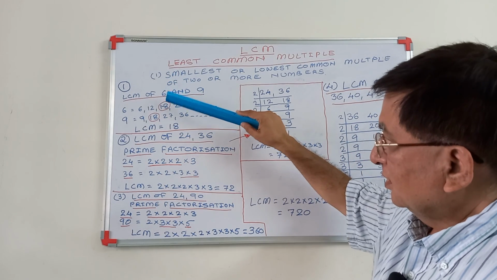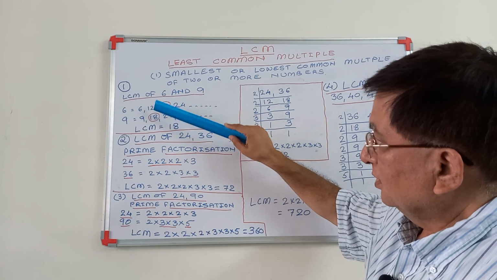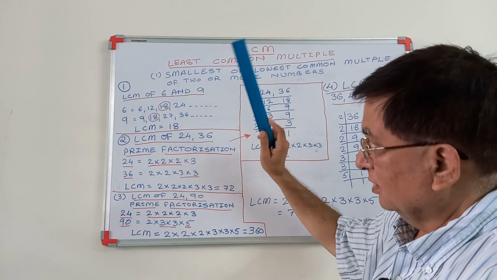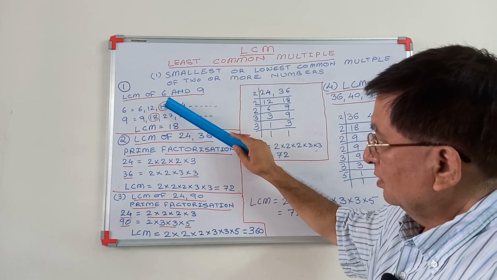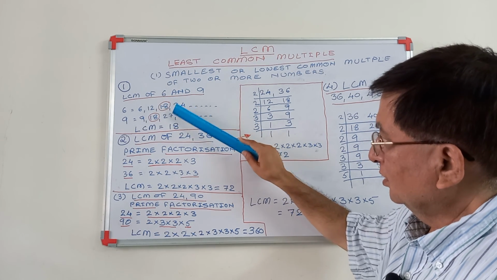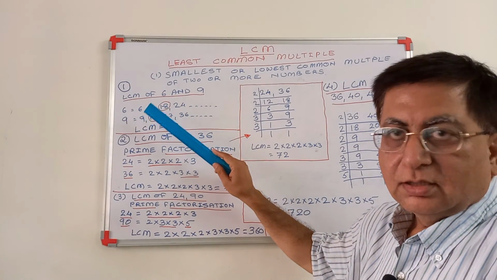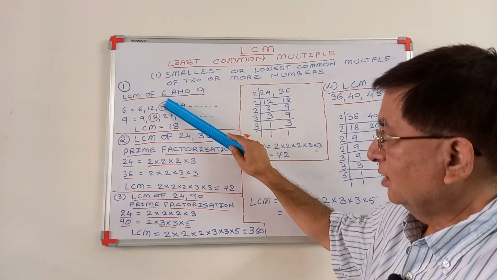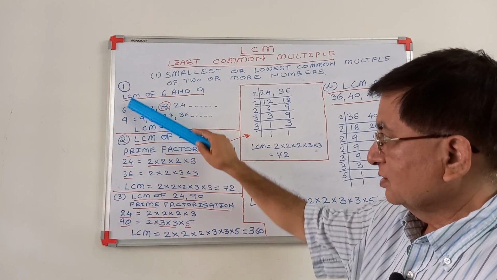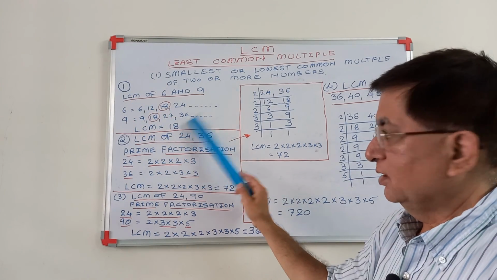Now we see here that 18 is common in both the multiples of 6 and 9, and 18 is the minimum or the smallest number in the multiples of 6 and 9, right? So that means 18 becomes our LCM. So the LCM of 6 and 9 is 18.